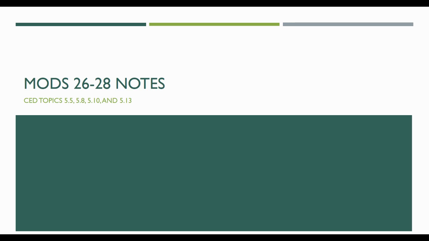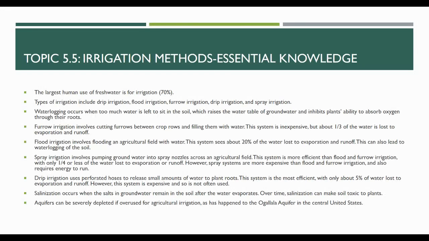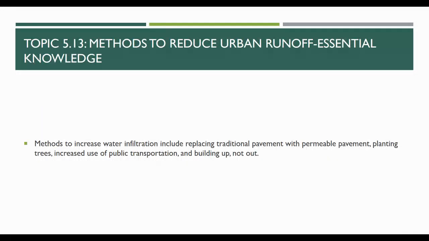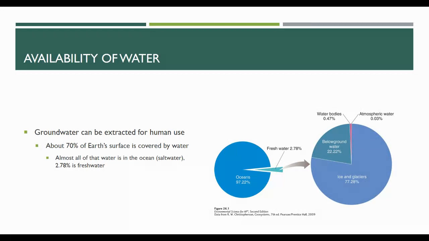This video covers modules 26 through 28 notes, and it is the first look into Unit 5, Land and Water Use. So we'll go through kind of a hodgepodge of topics over the next few videos. First, we're going to look at the availability of water.